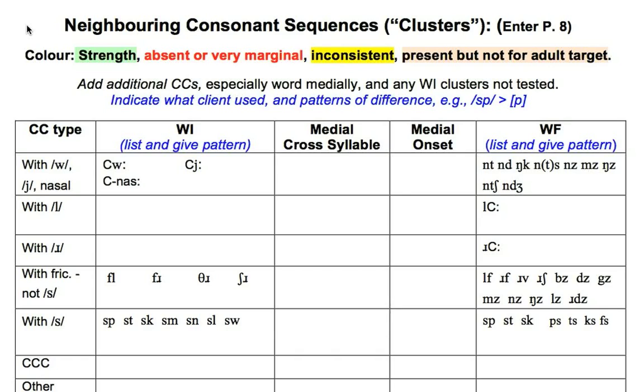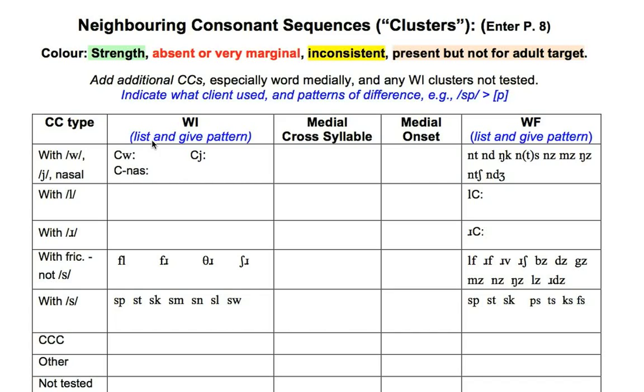Of course, let's look. On this blank scan, we can see that there are all of the possible clusters or sequences that one could make when combining two consonants. They're on the left-hand column there. You can list or circle the ones that the client has and include any transformational patterns on this part of the page. For example, the first one says with W, J, or nasal, right here.